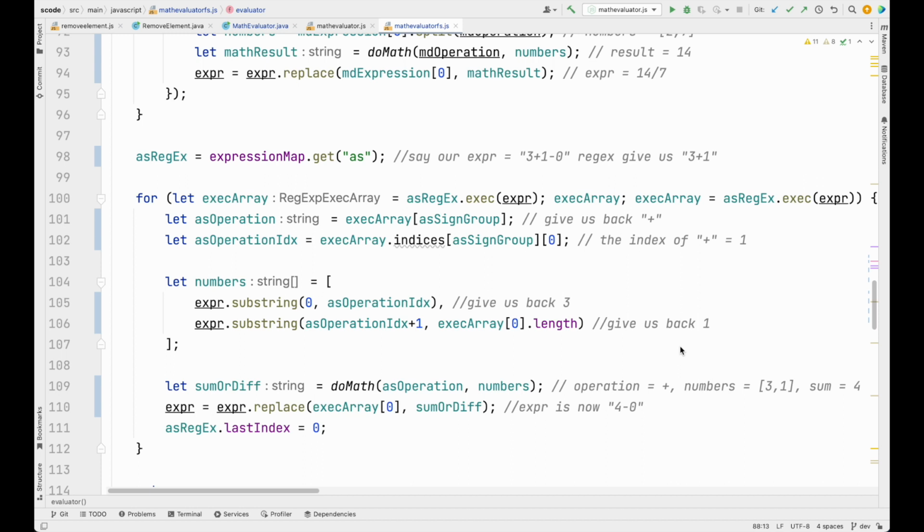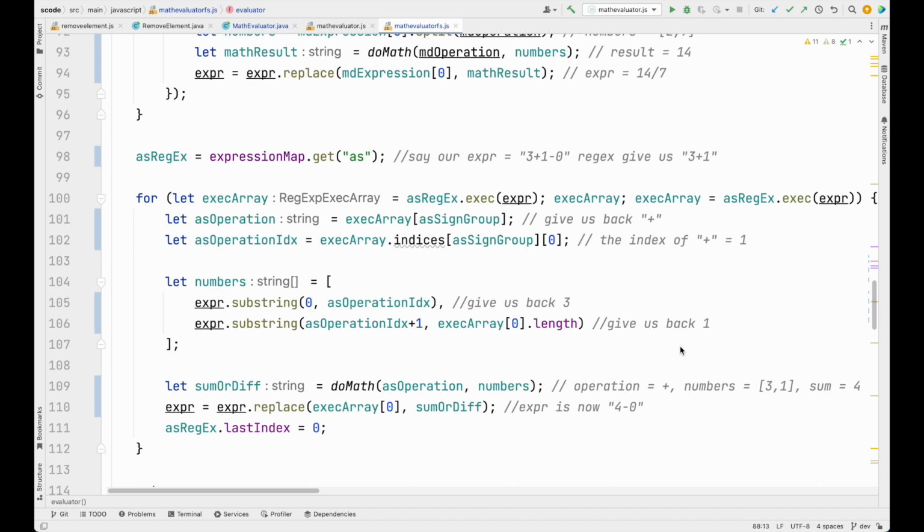Now in line 101, where you see add subtract operation or AS operation, it's going to get back the plus sign. So out of 3 plus 1, it's going to give us back just the plus sign, so we know what operation we're doing. Now the AS operation index is just going to give us back the index of the plus sign. So in this case, the index is going to be 1 out of 3 plus 1.